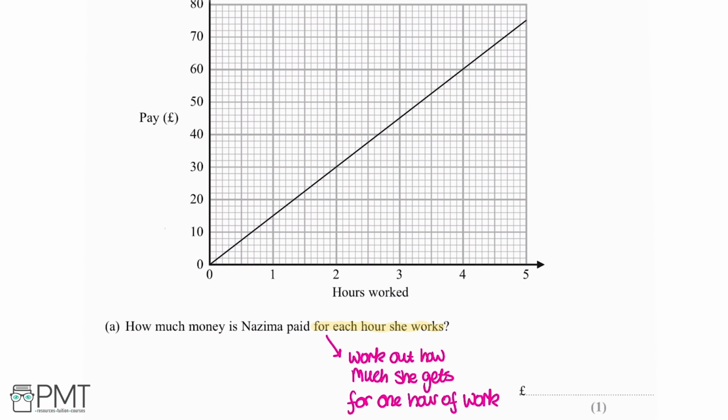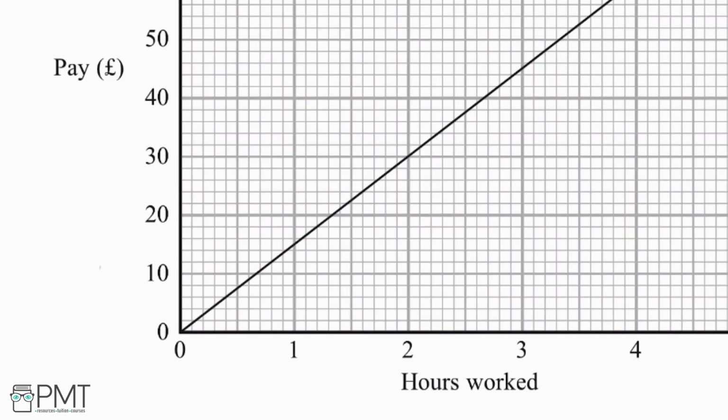So to do that, we look along our hours worked axis here, and we're looking for 1 hour. So we're going to have a look here. And grabbing our ruler, I'm going to draw a line up from 1 there until it hits our line.